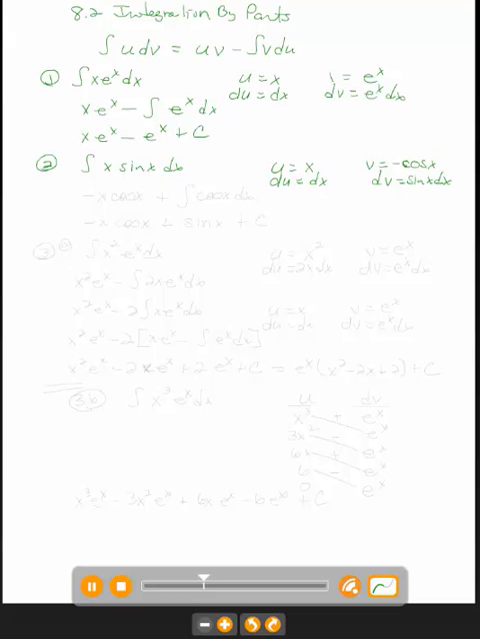So using the rule, it would be uv, so negative x cosine of x minus the integral of v du. Okay, that minus can actually come out here and make that a plus. And now that's negative x cosine of x, and the integral of the cosine is the sine. And don't forget your plus your constant.